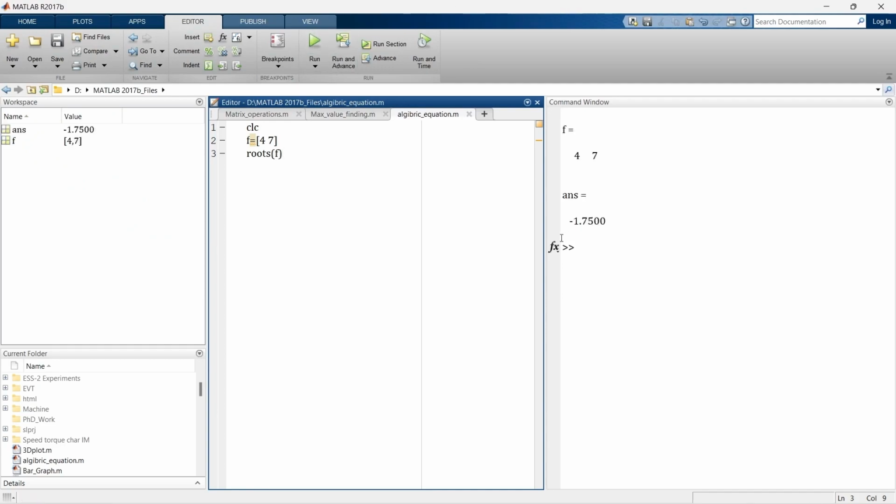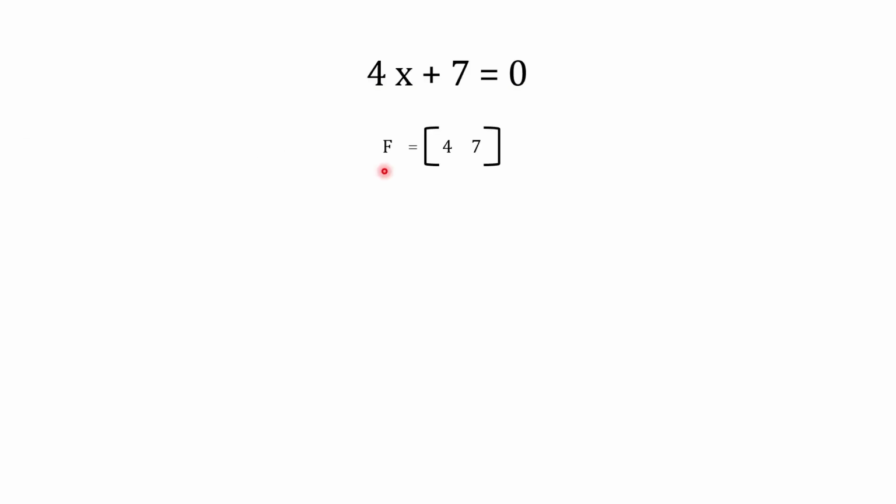So the answer is minus 1.750. Let us try another equation. Now instead of the simple equation, we have an equation with 3x square minus 4x plus 7. So the corresponding matrix would be 7, which is the coefficient of the constant, then minus 4, which is the coefficient of x, and then after x there is x square. So the coefficient of x square is 3.